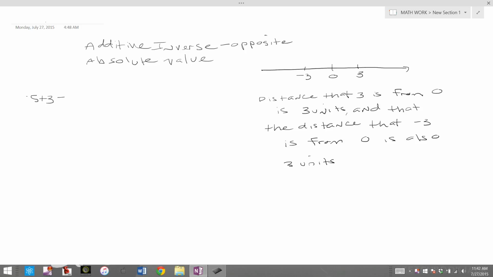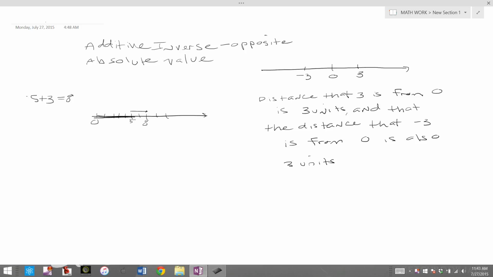So 5 plus 3, we all know is 8, right? But conceptually, what does that mean? What does it look like in this context? So if I take 5 units, 1, 2, 3, 4, 5, this is 5 right here. I take that, highlight it, and now I'm going to add another 3. So we get the distance of 8.